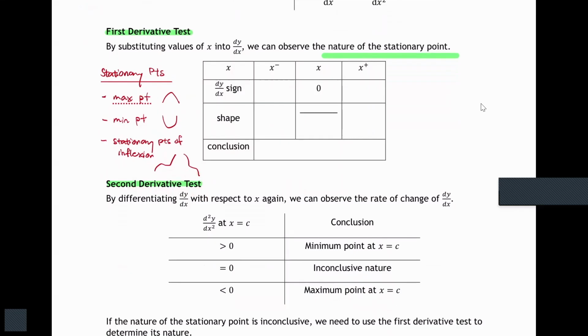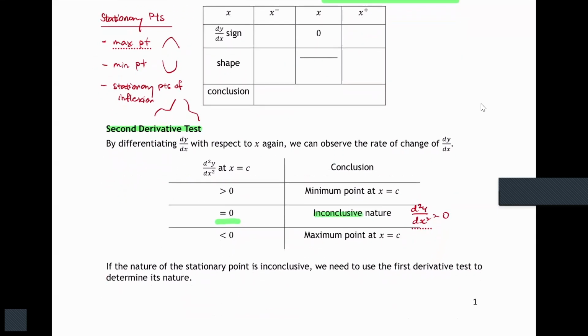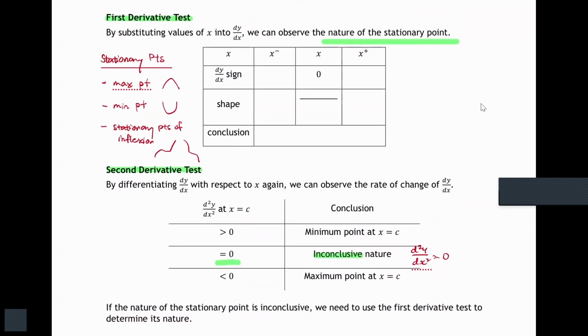Second derivative test is sometimes more useful or more convenient compared to first derivative. But just know that first derivative works 100% of the time. You can always use first derivative test, but with second derivative test there's a risk: if you get d squared y over dx squared equals 0, it is inconclusive. So when you sub in the x value and you see that d squared y over dx squared equals 0, then you need to go back to doing first derivative.